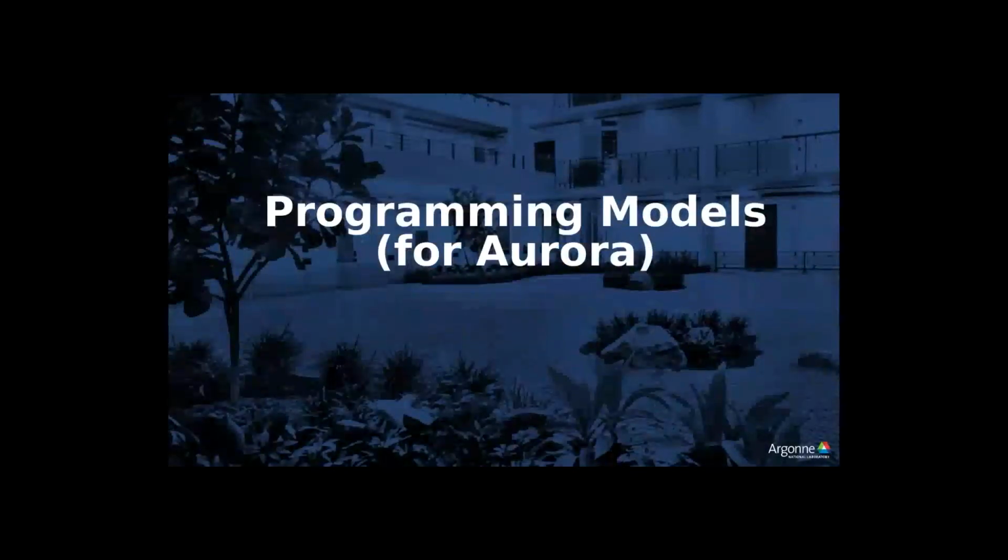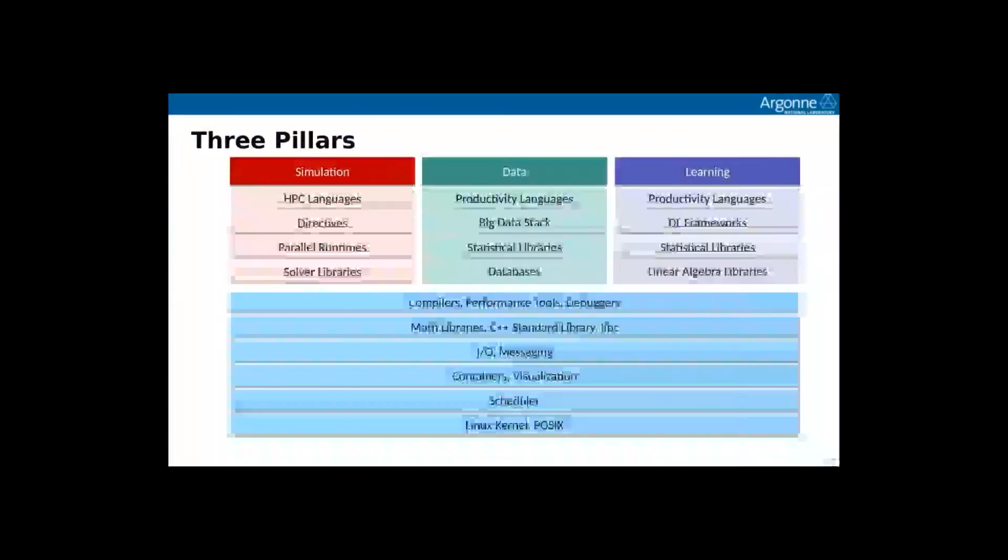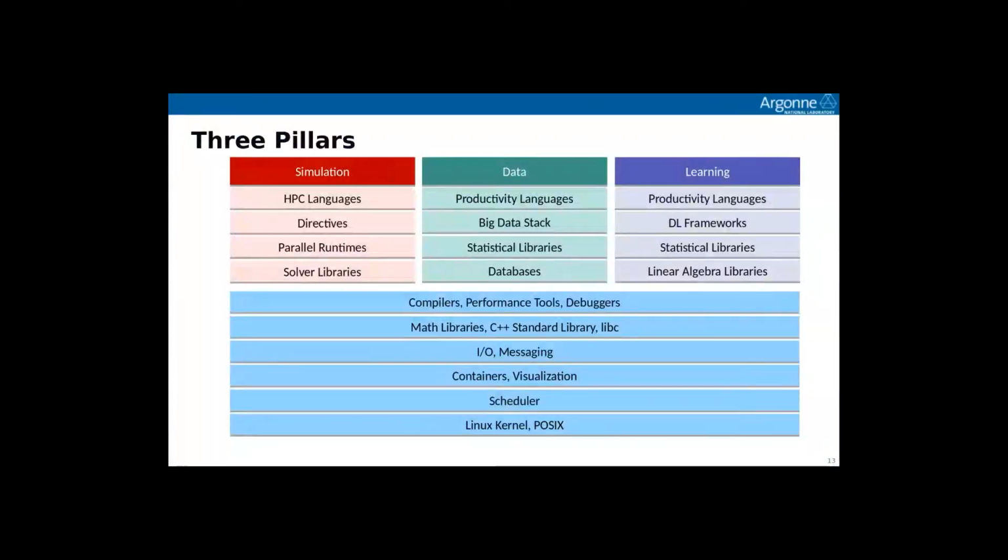Now, how are these machines, in Aurora specifically, programmed? One thing it's important to realize is that across the various pillars of applications that we serve, both traditional simulation, data analytics, and large-scale machine learning, all of these applications sit on top of a set of high-performance libraries, and in addition, compilers supporting parallel programming models, operating systems, workflow schedulers, operating system kernels, and so on.